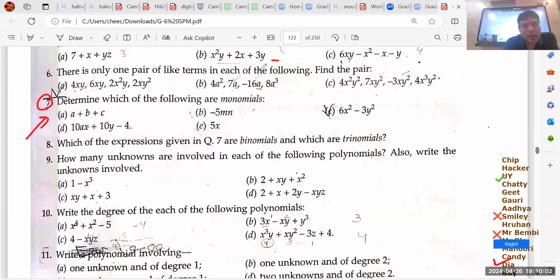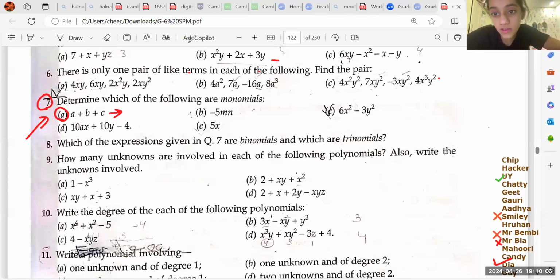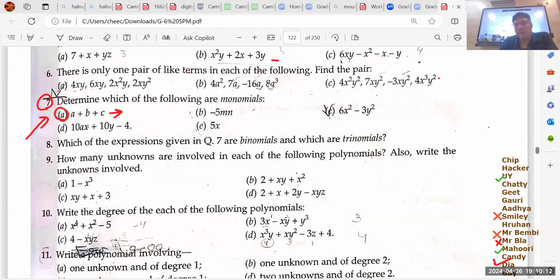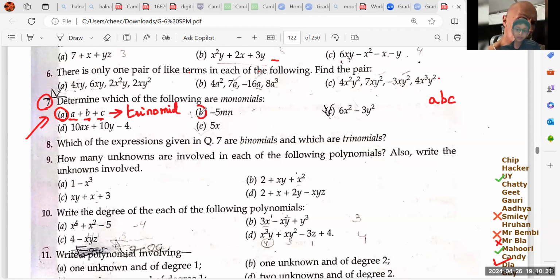Let's discuss. So, first one is what? Monomial, binomial, or trinomial? Some monomial. Beta, why monomial? This is one term, two term, three term. If A, B, C were together, it would be a monomial. These are three terms, so it will be a trinomial. Okay. Understood? Let's do the B part.